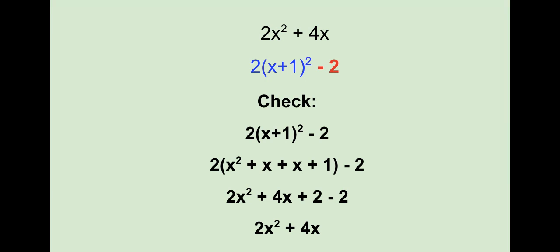So in whatever my context is, if I'm given 2x squared plus 4x, I can use that, or I can use this equivalent expression, which is 2 times x plus 1 squared minus 2, right, which is a perfect square. So I can use either one. All right?